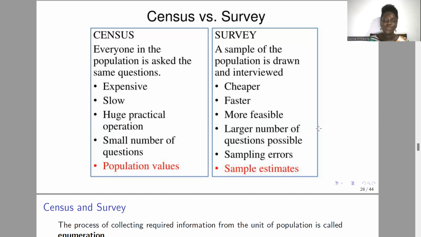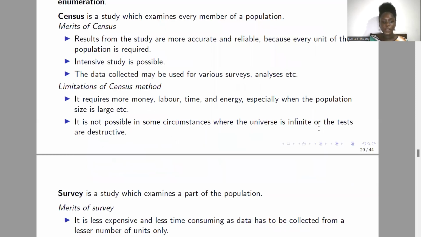But however, one disadvantage with using a survey is that you may experience sampling errors. So this is some information here to give you a good distinction between what a census is and what a survey is. Further notes are provided for you for further reading to get more insight into what census and surveys are all about.